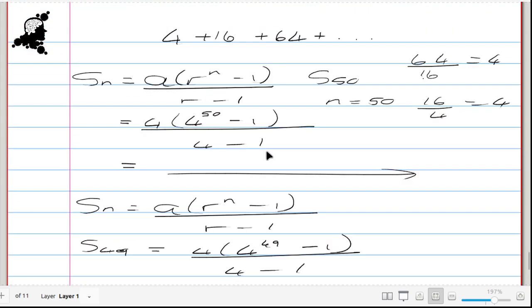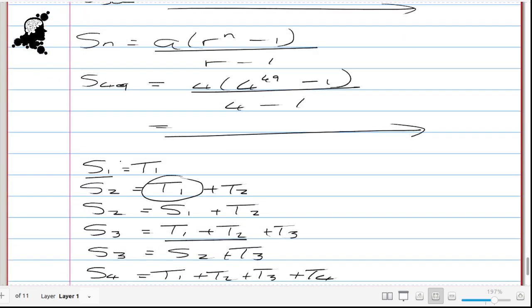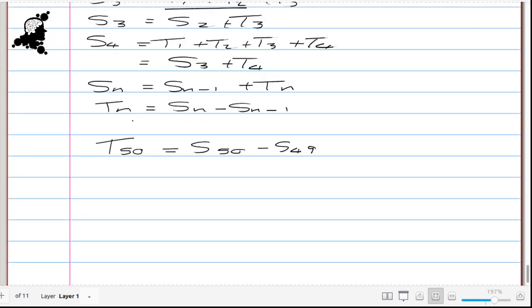We have S50 right here. So this is where we're calculating S50. This is S50. We have S49 down here. To get term 50, we simply substitute S50 minus S49. Then we get our term.